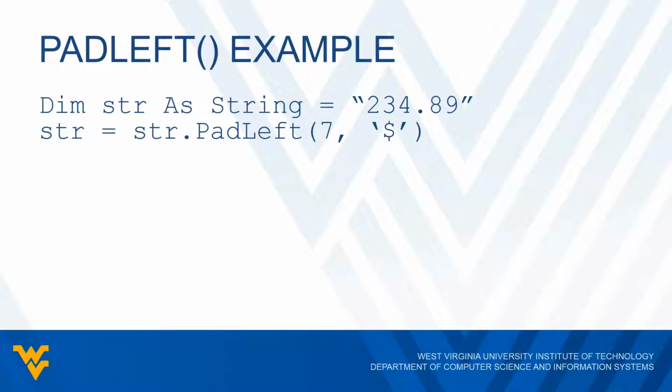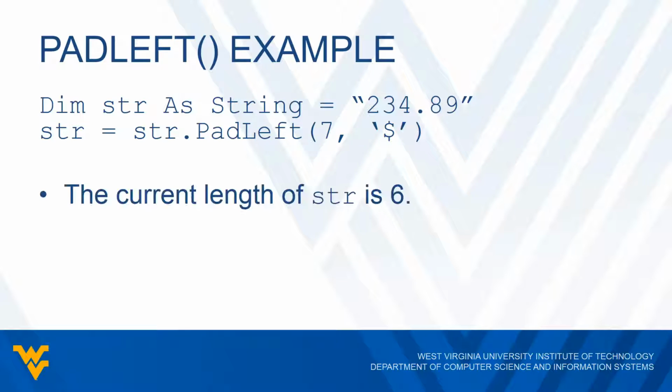Let's look at an example of the pad left method to help explain it. So here we have a string str, which has the string 234.89, and then we're calling the method pad left. We're going to pass a 7 and then the $ sign character. So the current length of our string is going to be 6. There are 6 characters in the string. The dot counts as a character.